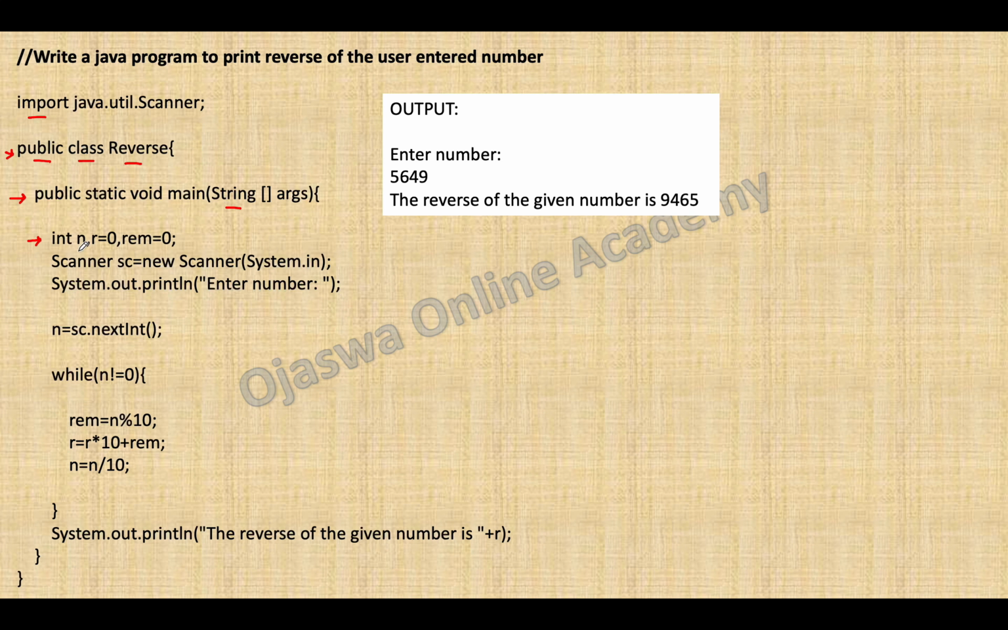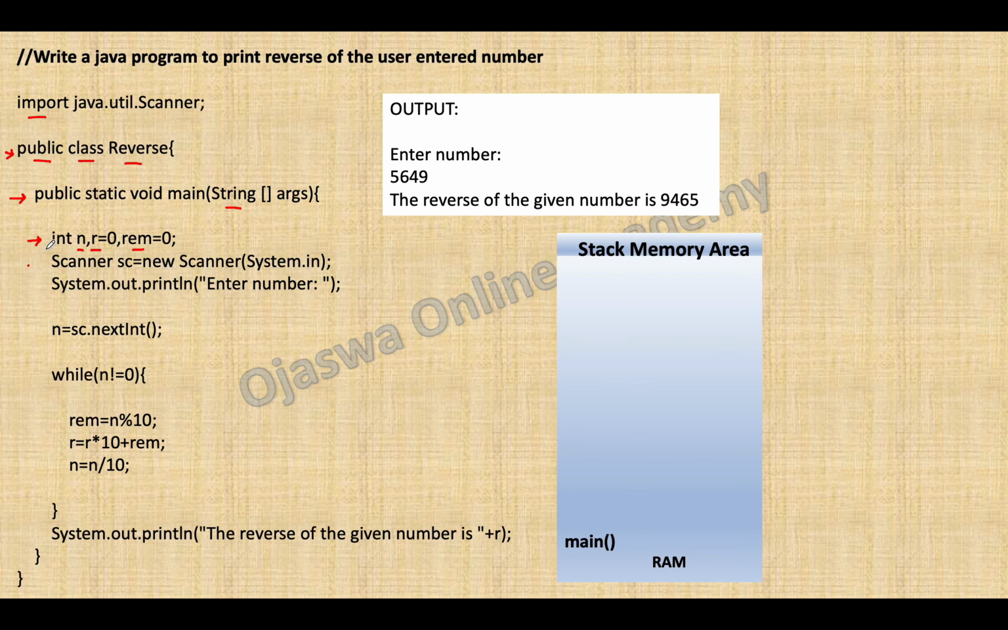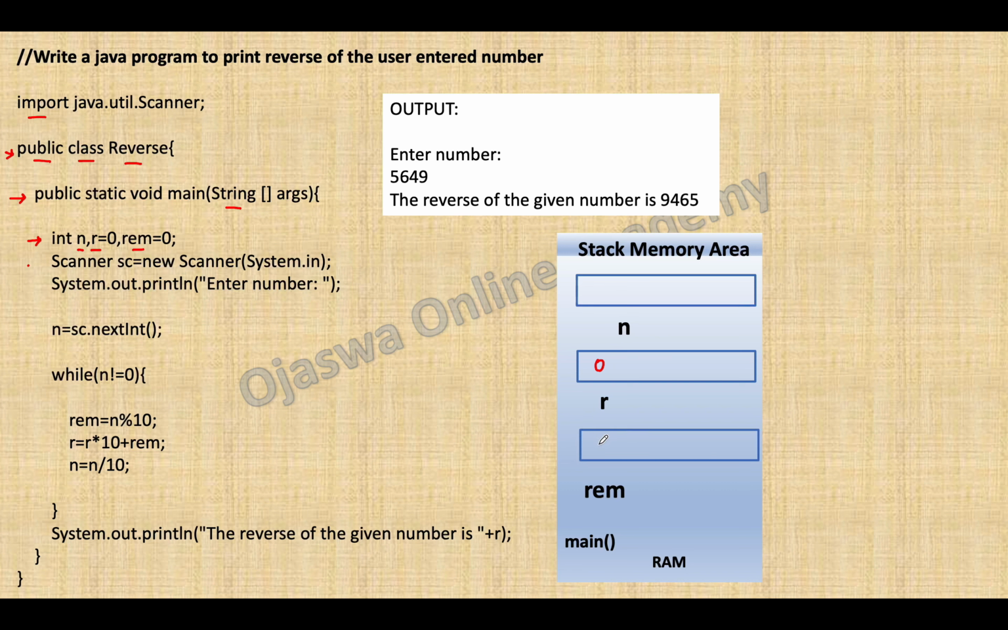The first statement is we are declaring three variables. Variable n is used to store the number entered by the user. Variable r is used to reverse the number. And variable rem is used to find out the remainder of the number. As soon as this statement is executed, memory for variables will be allocated inside the stack memory area. First is variable n, memory for n is allocated. Then memory for variable r is allocated, and we have initialized r to 0, so value 0 is stored in it. Next, memory for variable rem is allocated and value 0 is stored.